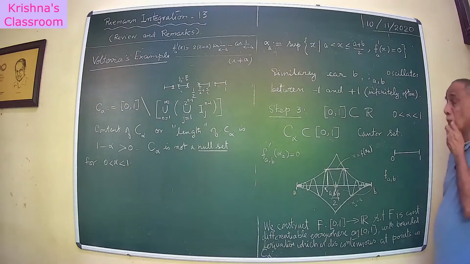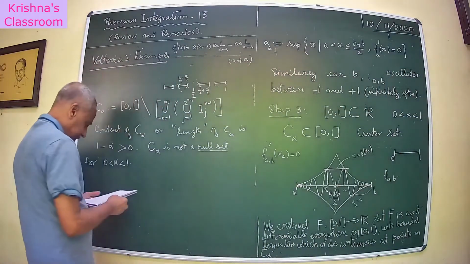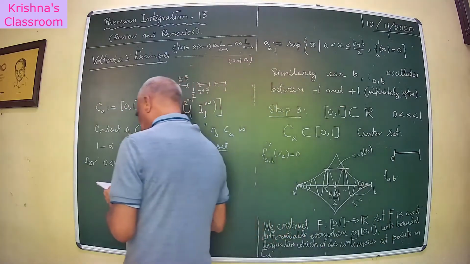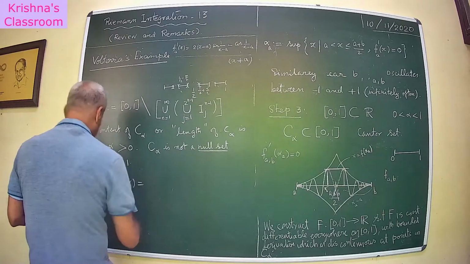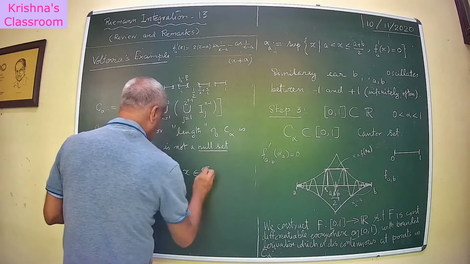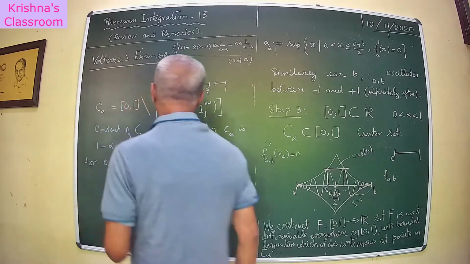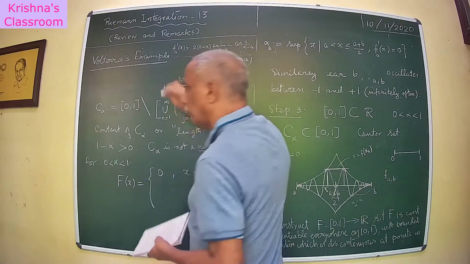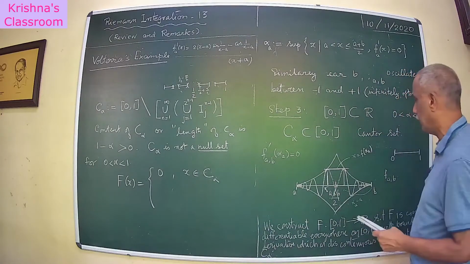Now what do you do? We define the function f as follows. We define the function f of x to be equal to 0 for x belonging to C alpha. That means at all points in C alpha, we define the function to be 0. And you can see that these sort of points do come inside C alpha, and at all those points the function is defined to be 0.